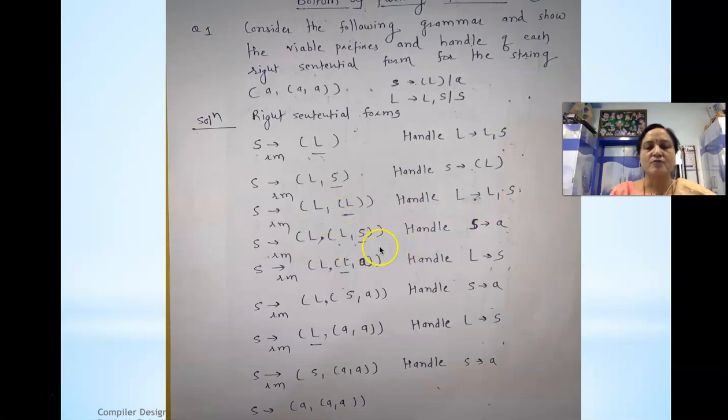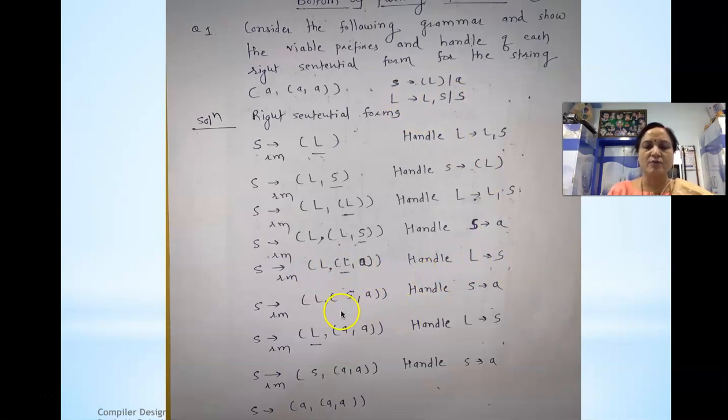Again scan from right to left. The first non-terminal coming across is S. So this S is substituted by a, because we have a production S tends to a. So the handle is S tends to a. Again scan from right to left. The next non-terminal coming is L. This L is substituted by S, because we have a production L tends to S. So here the handle is L tends to S, and L is replaced by S.